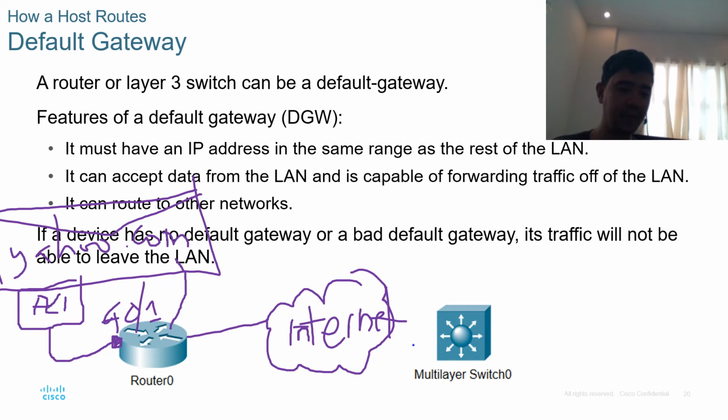So again, when PC1 types Yahoo, that is unknown. In a way, it will not be dropped if you set up a default gateway on PC1. We've discussed that in chapter 2. If there is a default gateway, it will be forwarded to the default gateway, which is the router, and the router has a setup to forward that to the internet. That's how it is.